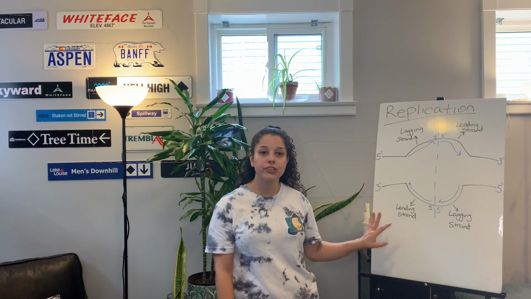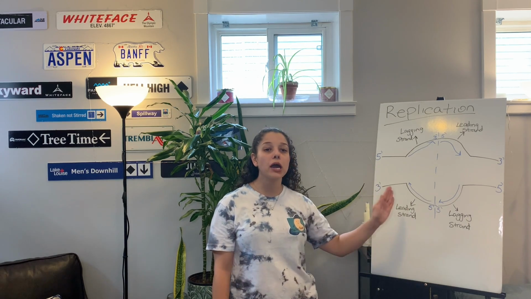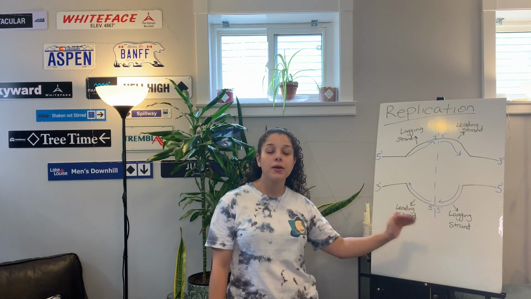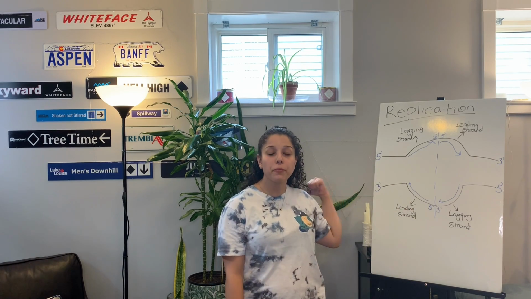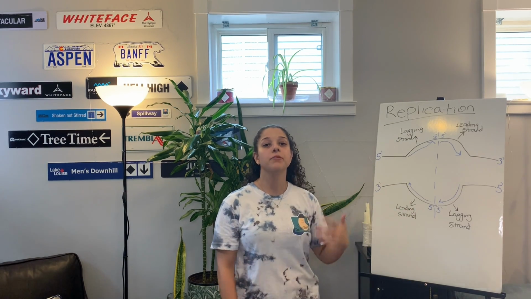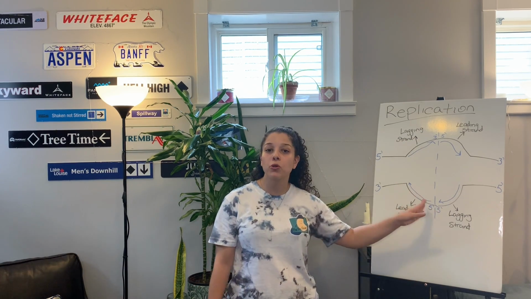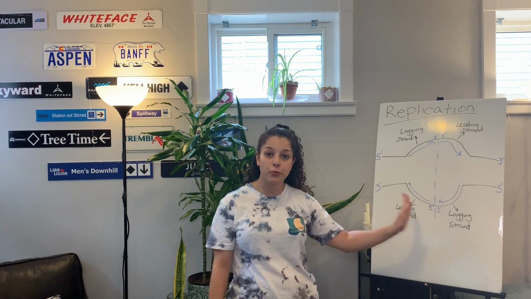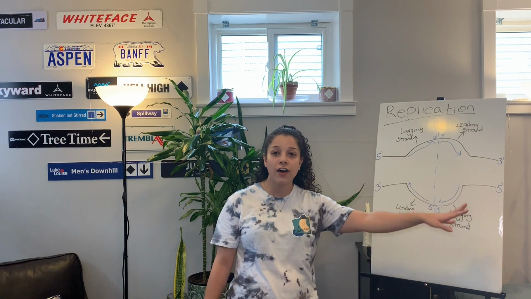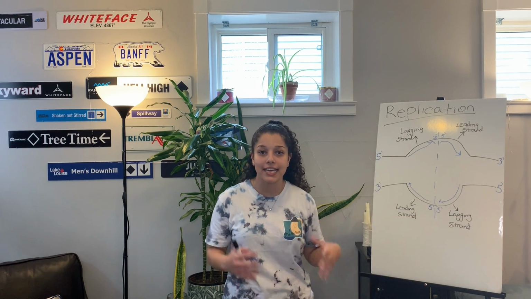So this is again called our leading strand. So anytime the middle is the 5' and it's moving towards the replication fork, which is the 3', that is called the leading strand. And then anytime the middle of the replication bubble is the 3' end and it moves towards the 5' end, that is the lagging strand.